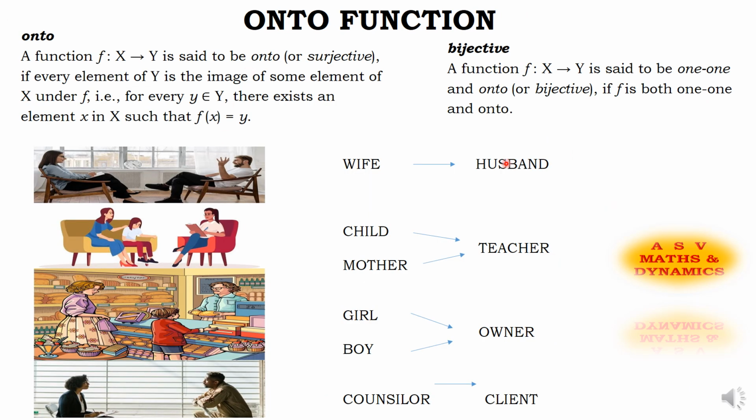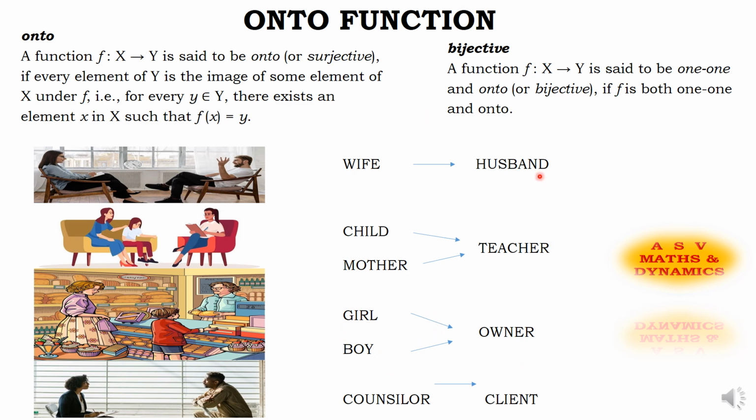Onto means, listen, here the symbols are here. Here the wife means husband. Then child means child, also one teacher is there. Mother also has one teacher. The child is one pre-image, the mother is one pre-image, and the child has one image, the mother has one image. But the teacher has two pre-images, which does not matter.